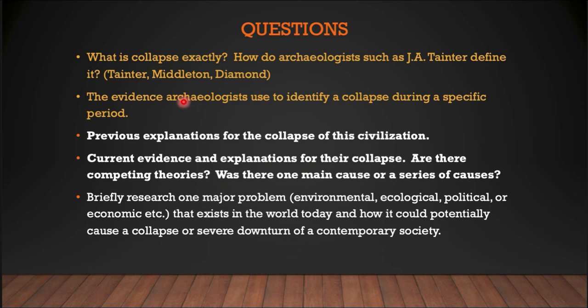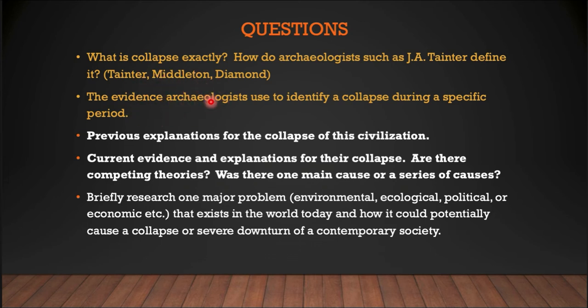There are other pieces of evidence that archaeologists use to say, yes, this society did collapse, as compared to this society declined very slowly over several hundred years. That's not a collapse. That's very different. So that's the evidence archaeologists use to identify that collapse happened. So you'll explore some of that in the paper and also the presentation.